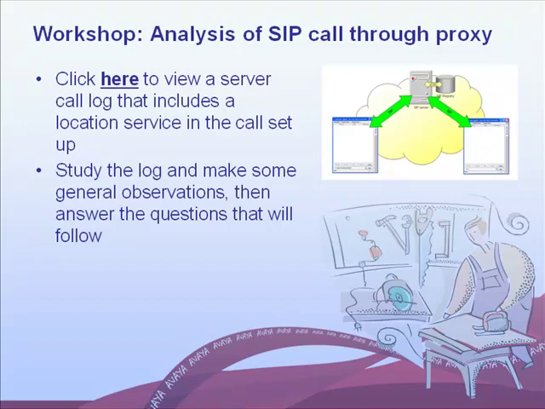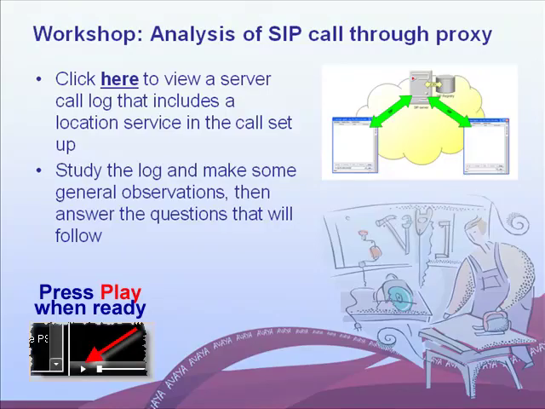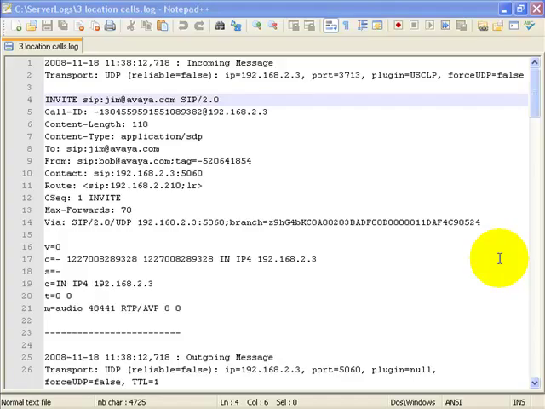Remember that this is the server log. It shows messages as they arrive at the server and as they leave the server. So by comparing an incoming message with an outgoing message, we can see if the server has made any modifications. Your task now is to study the log and make some general observations before being presented with some more specific things to look at. You might find 1 or 2 surprises. So let's look at those questions together.